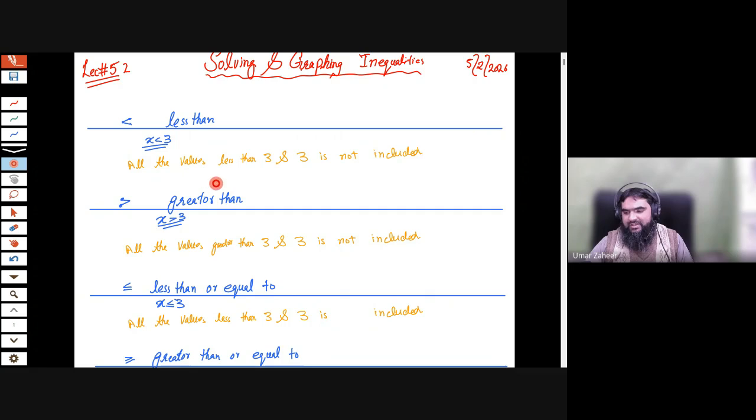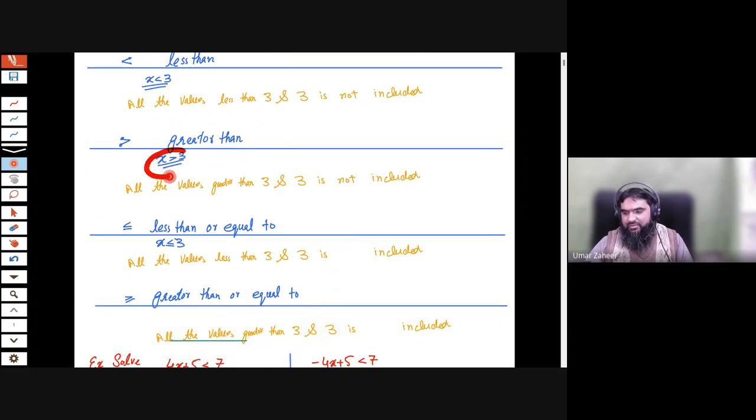And if we have greater than, x is greater than 3, it means all the values that are greater than 3, but 3 is not included. It means 3.1, 3.2, 3.3, 3.4, 5, 6, 100, 1000, all the values are included in this inequality.